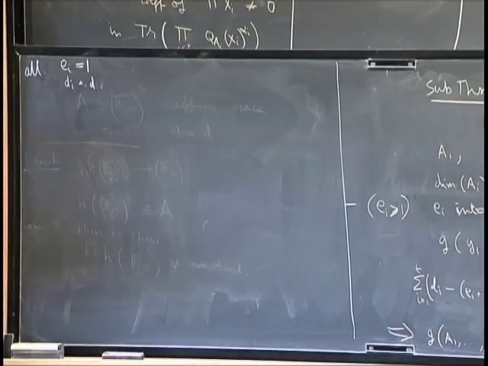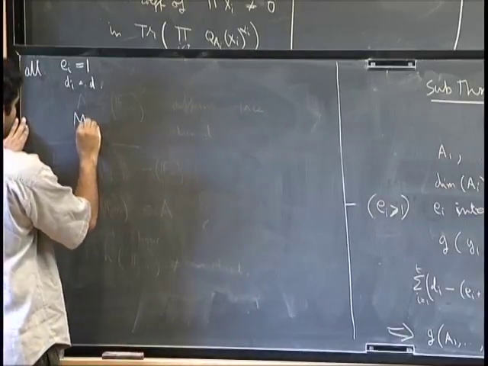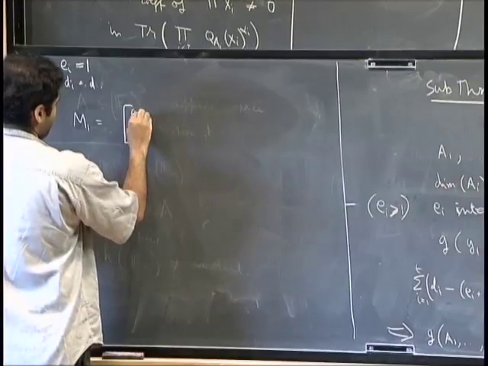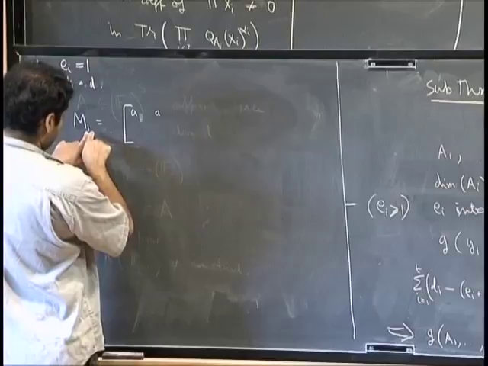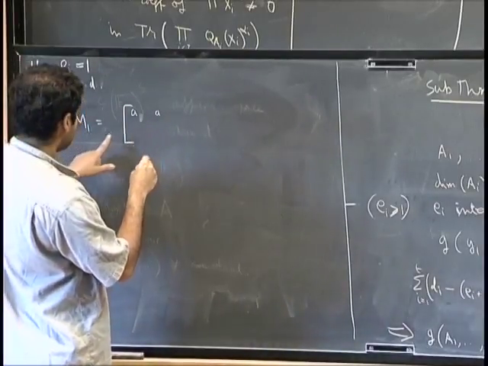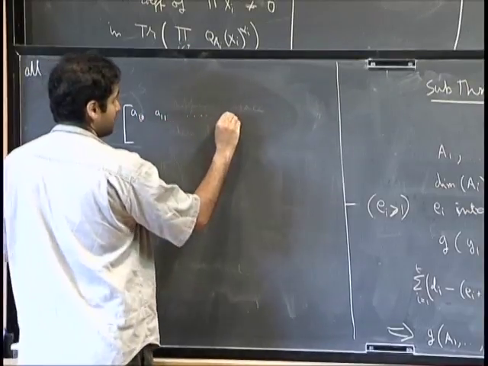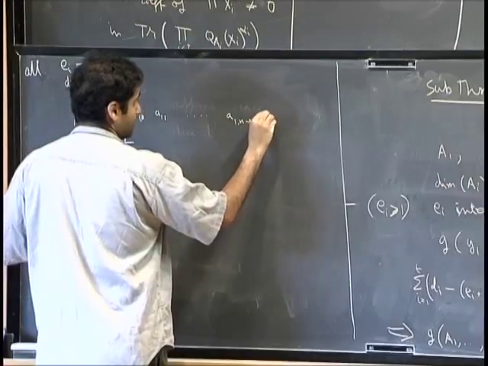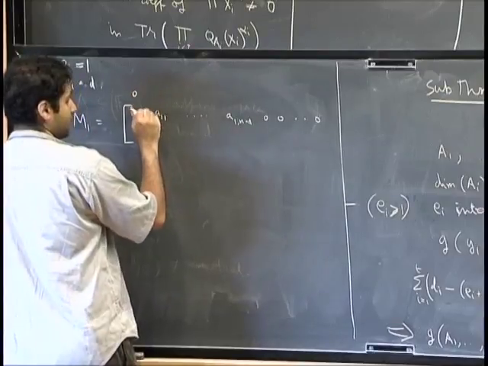Right. And okay, so I'll define M1 to be the following matrix. So this is referring to the first polynomial. The first polynomial has coefficients A10, A11 up to A1 n minus d, then 0 0 up to 0. So I am referring to coefficients.